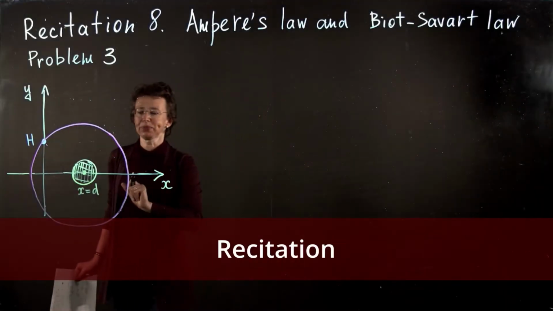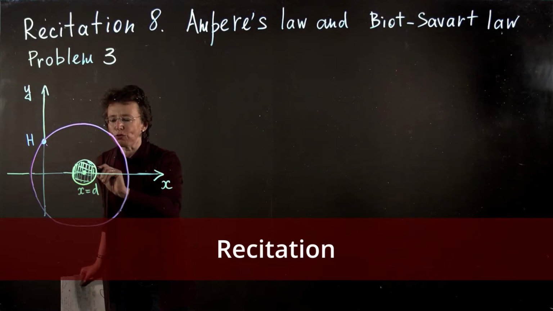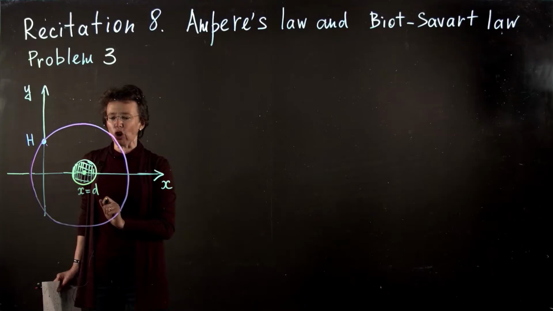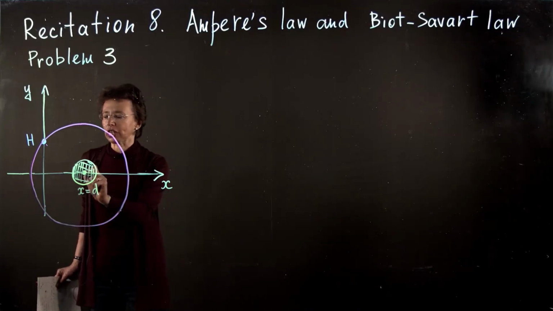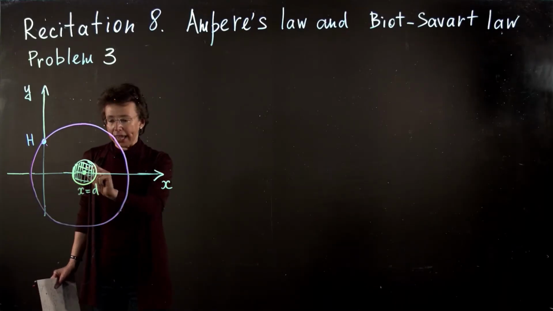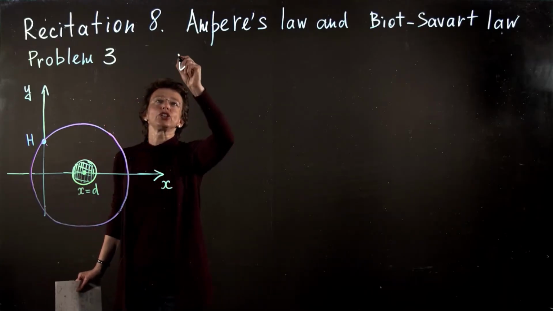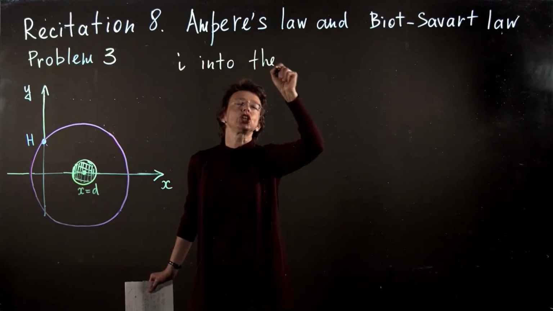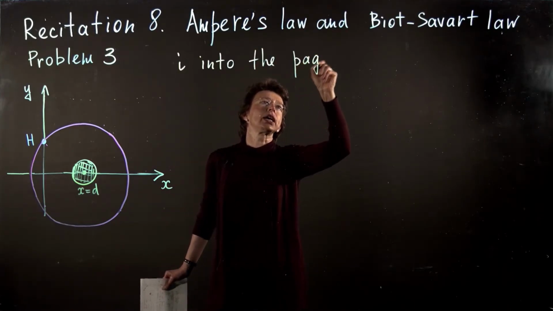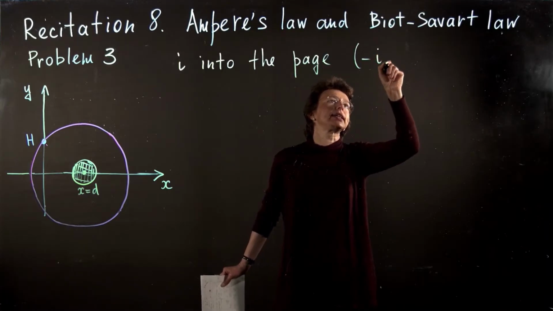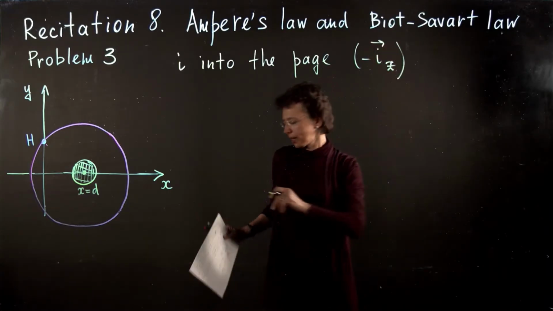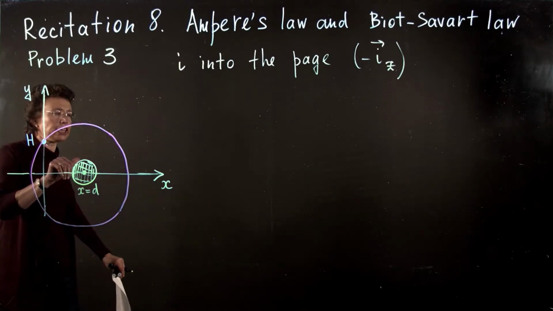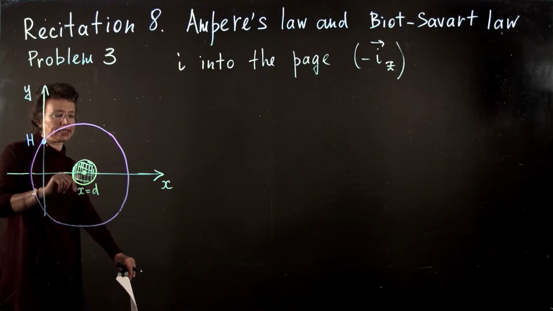For problem 3, we will have an infinitely long wire. This wire is infinitely long. It is positioned at xd, and current I is flowing into the page, which is minus IZ direction. So this is the wire. Current is flowing into the page in minus IZ direction.